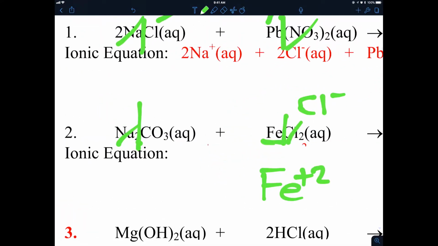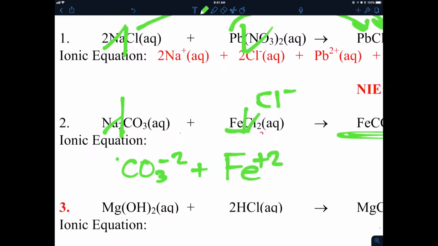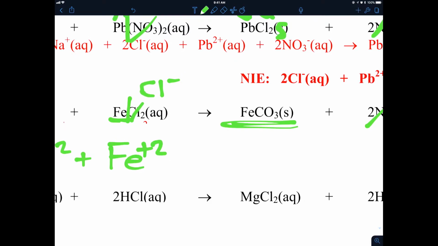And let's see, same thing goes over here. Na is a plus 1 charged atom, so that means that carbonate must be a minus 2 molecule. CO3 minus 2 plus Fe plus 2 is going to go to FeCO3, and that's a solid.